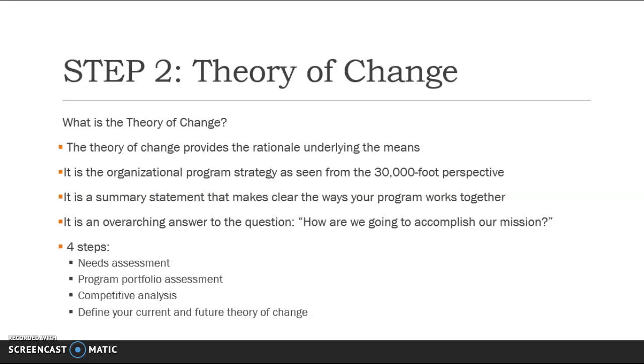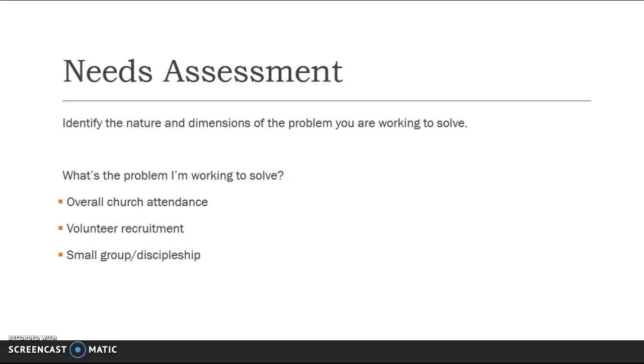The 4 steps of this are: you need to assess our organization, we also need portfolio assessment, competitive analysis, and define your current and future theory of change. The first part of that is needs assessment. So what are the needs of the program? We have to identify the nature and dimensions of the problem we are working to solve. What's the problem I'm looking to solve? In other words, for my ministry, the problems that we're looking to solve are overall church attendance, volunteer recruitment, and small group and discipleship.